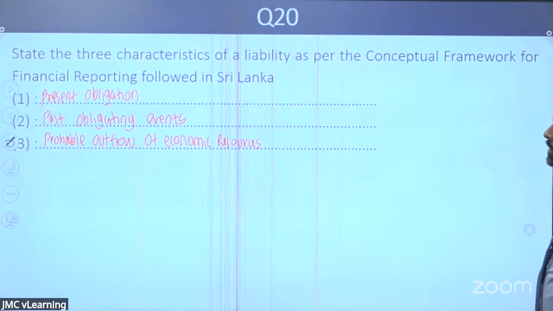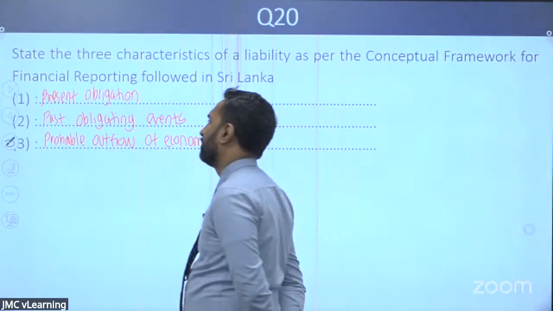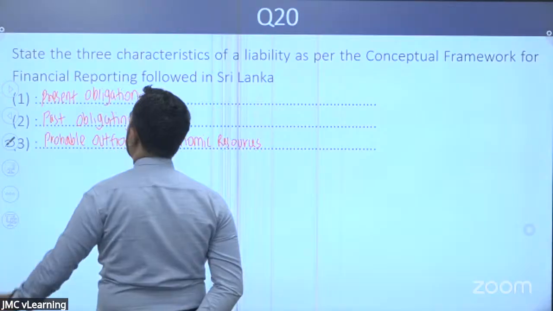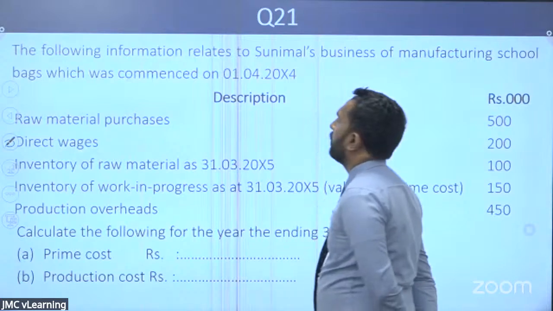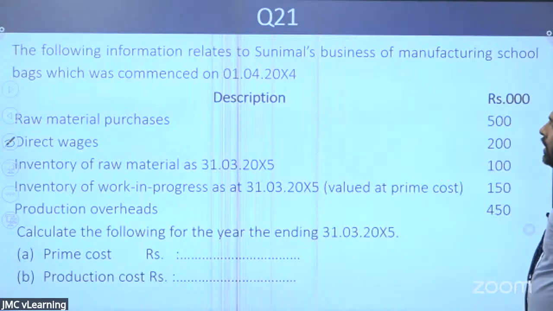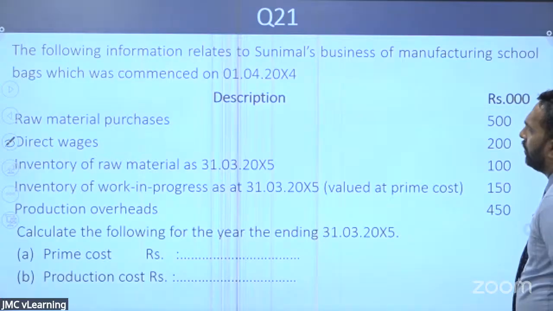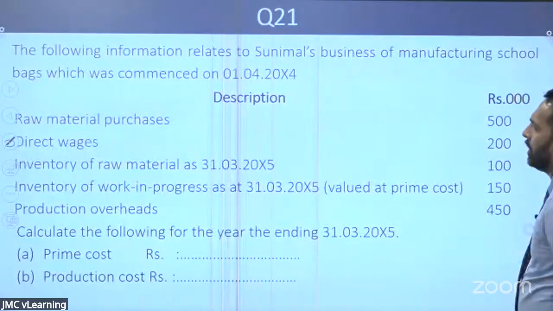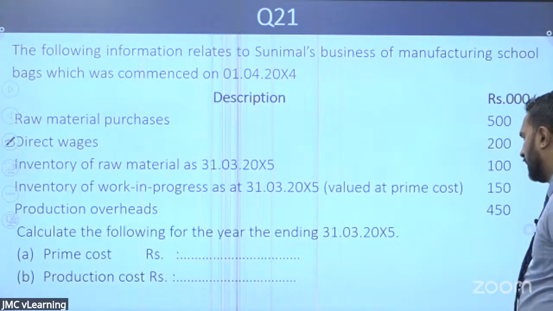Present obligation, past obligating events, probable outflow of economic resources. Right. Look at question number 21. The following information relates to Sonimal's business, manufacturing school bags. You got the raw material purchases, direct wages, raw material closing inventory, work in progress, production overheads.